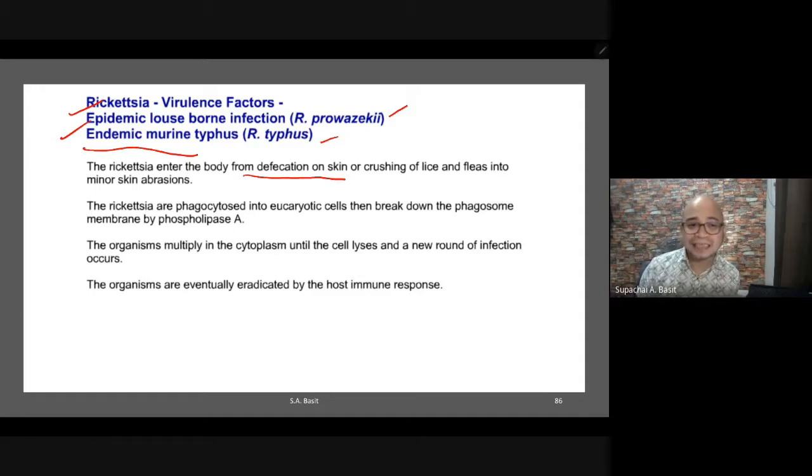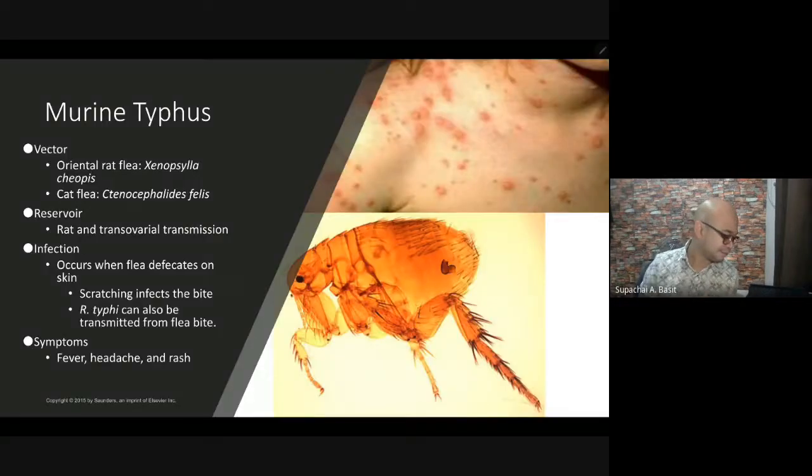So the Rickettsia are then phagocytized into eukaryotic cells and then break down the phagosome membrane by phospholipase A. So imagine, the organisms can even multiply inside the phagocytic cell, in the cytoplasm of the phagocytic cell, until such time that the phagocytic cell itself will lyse and the organisms will be liberated. Okay, so organisms are eventually eradicated by the host immune response. Okay, so this one is the murine typhus.